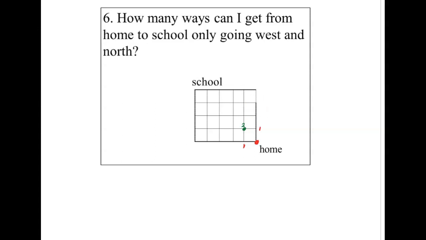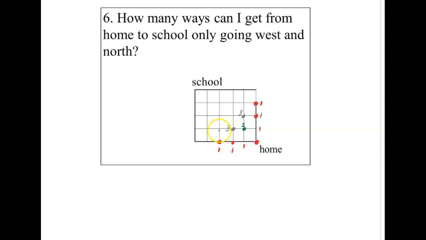In order to get to these red dots, there's only one way, directly north or directly west. In order to get to this gray dot, they figured out that there were 3 ways. So you can try that on your own, but they figured out there were 3 ways. Likewise, this gray dot, they figured out there were 3 ways. To get to this red dot, there was 1 way. To get to this red dot, there was 1 way.